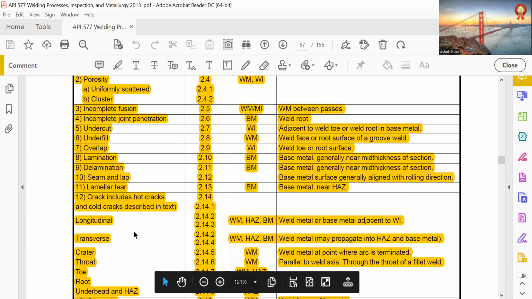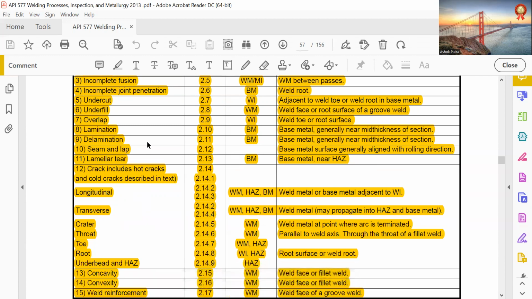Crack includes hot cracks and cold cracks described in the text. Longitudinal, weld metal and base metal, weld metal and base metal adjacent to weld. Transverse, weld metal and base metal, propagate into HAZ and base metal.